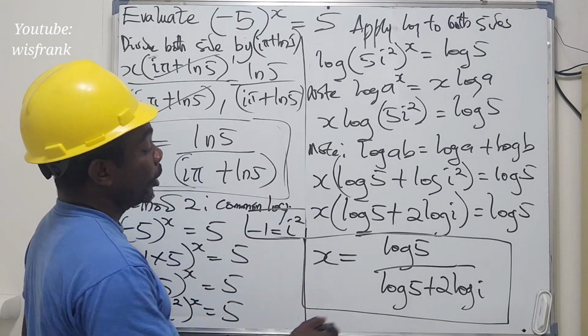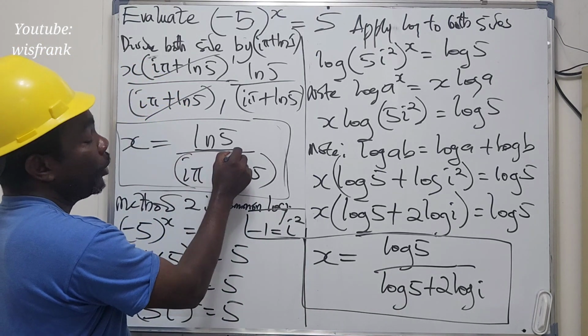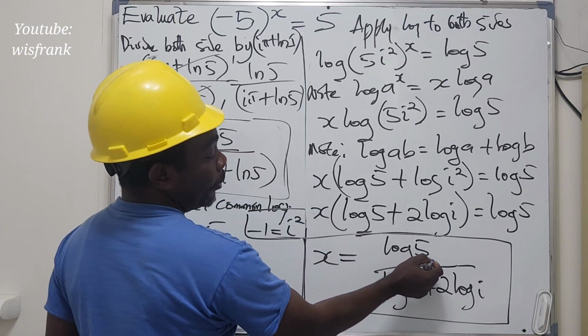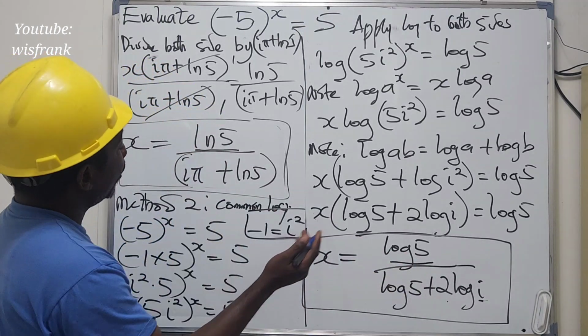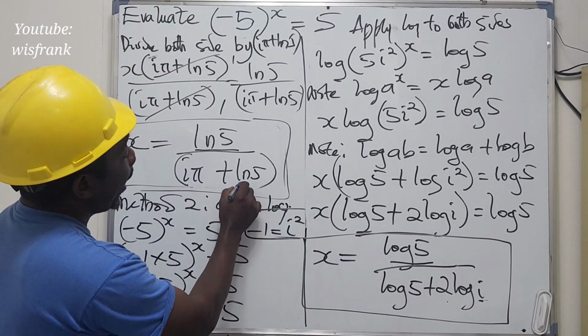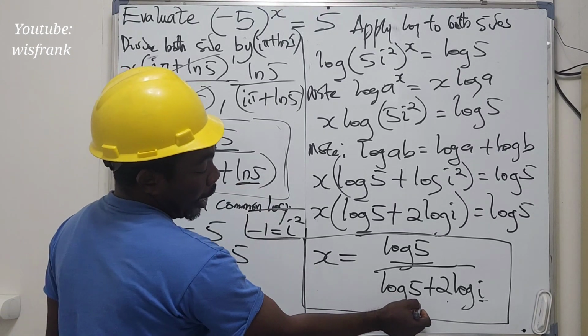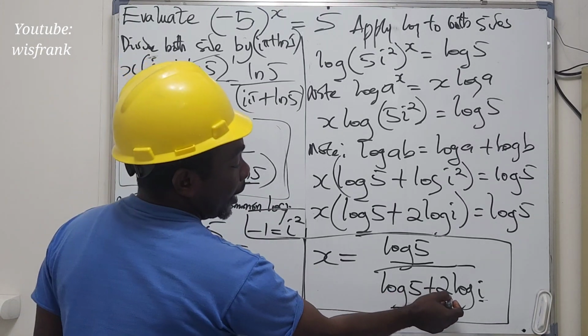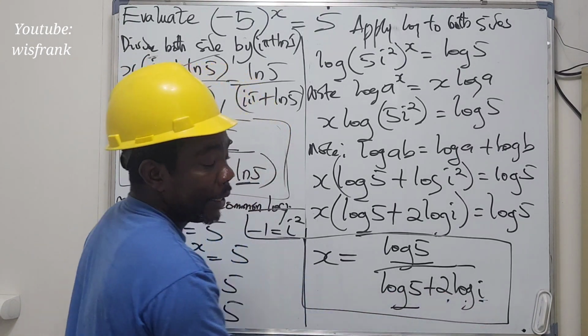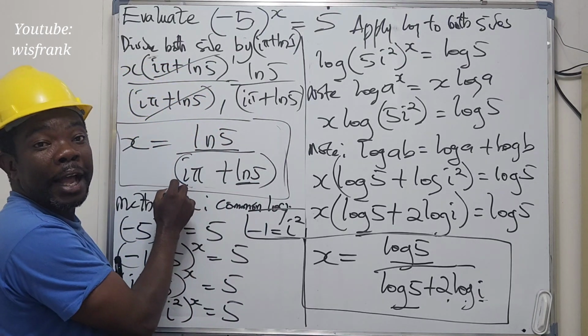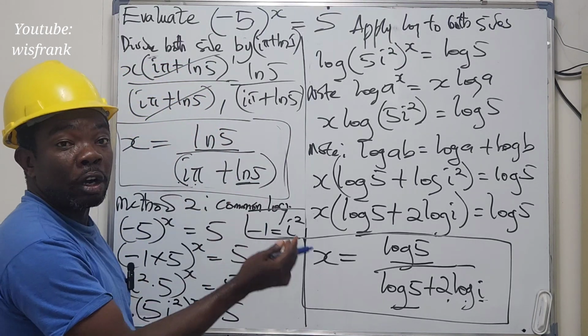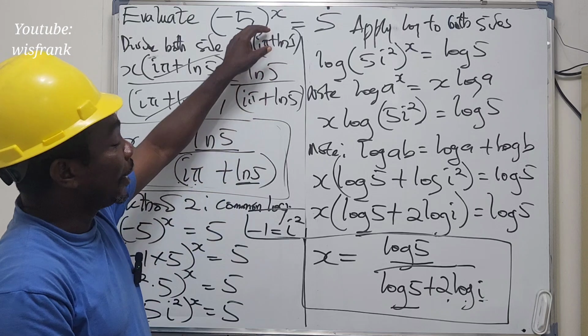By comparison, you can see that we have ln 5 here and we also have log 5 here. Then from the denominator, we have ln 5 here and we also have log 5 here. Then on the other side, we have 2 log i here, and this side we have iπ here. So all of them are equal and satisfy this equation.